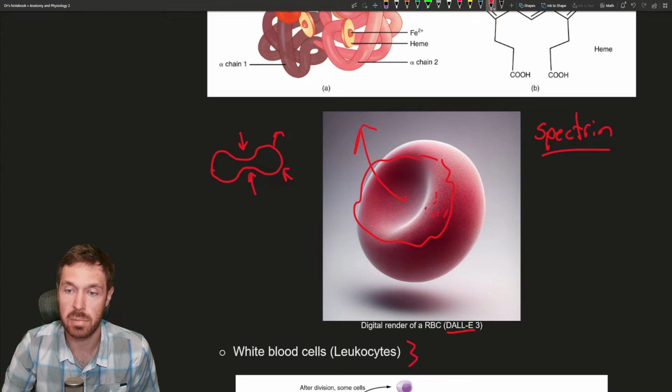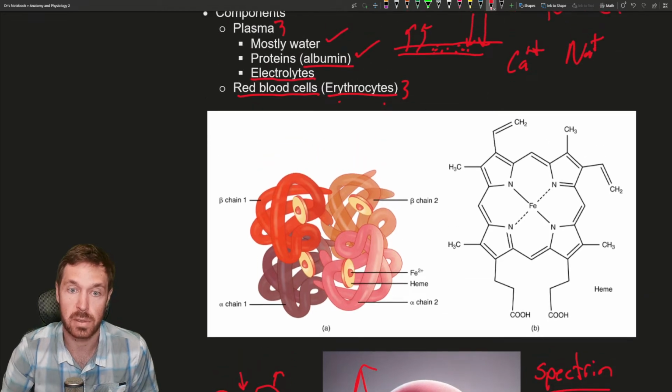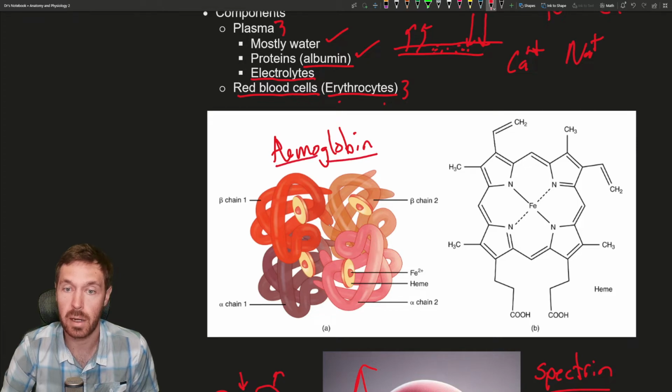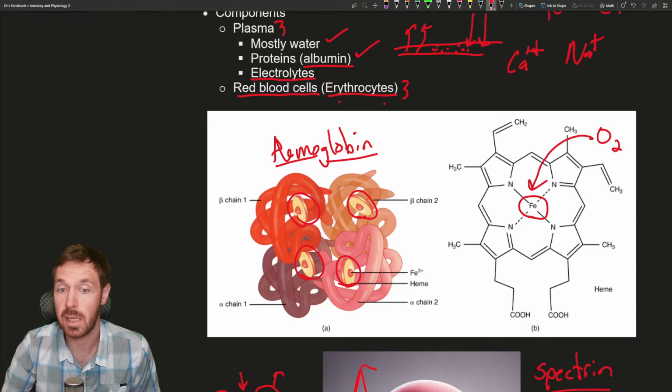Red blood cells are just completely packed full with a protein called hemoglobin. This is what that protein looks like right here. Hemoglobin is made up of a heme and a globin. There are 4 heme parts, sometimes referred to as the iron porphyrin ring. Right here you see Fe. Fe is iron. That's what oxygen binds to and is then carried around.